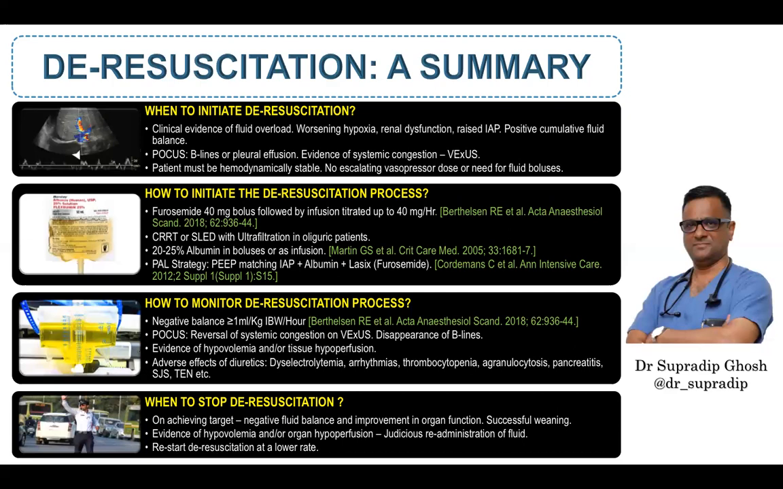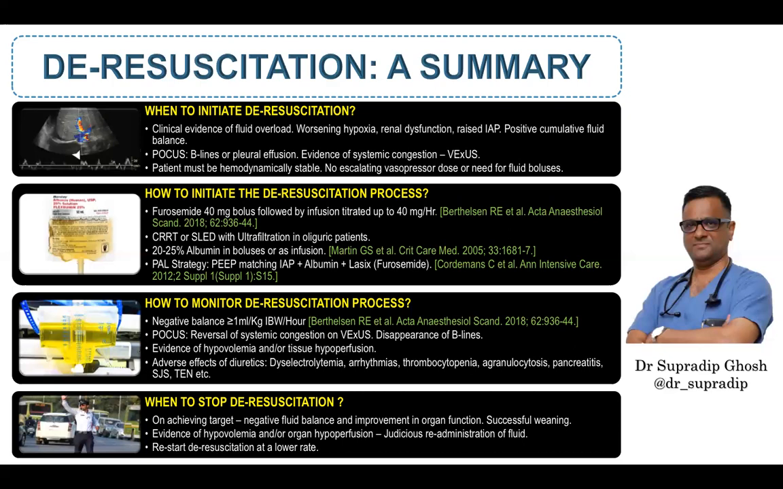Another approach suggested in patients with raised intra-abdominal pressure is to use a combination of positive end-expiratory pressure matching the intra-abdominal pressure of the patient, along with albumin and Lasix. Lasix is the commercial name of furosemide, a strategy which is also called the PAL strategy. It has been shown to reduce the extravascular lung water significantly compared to a more standard strategy.